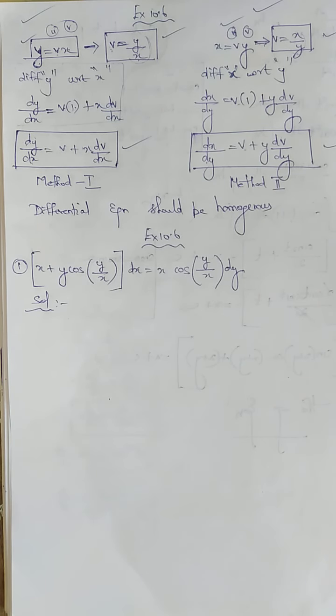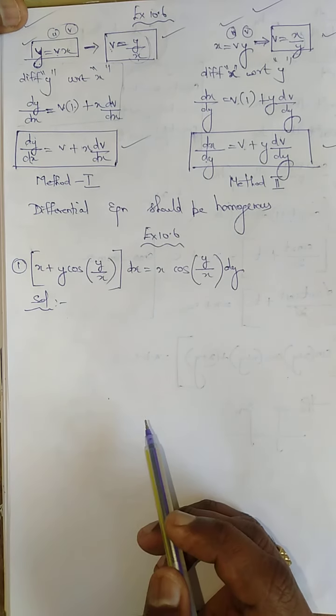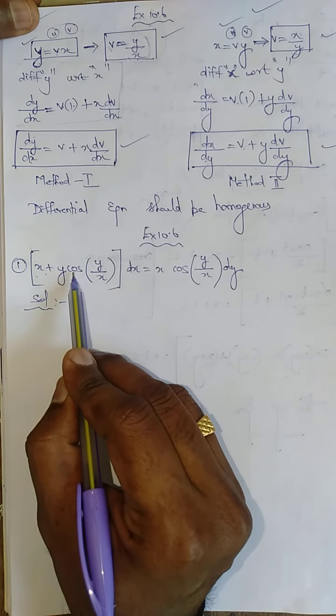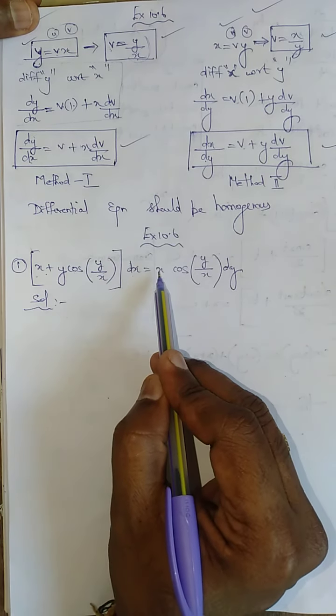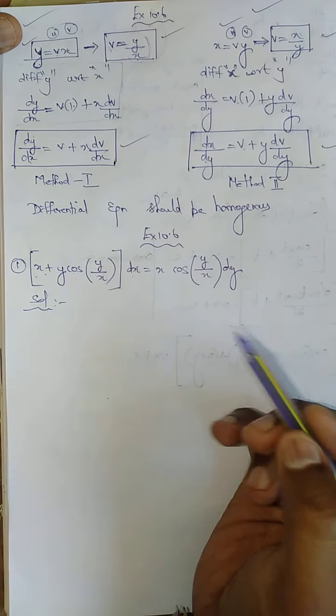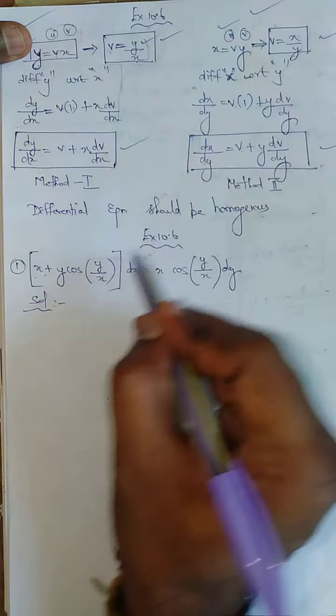Exercise 10.6, the first sum. In this first sum, what is given in the question? (x + y cos(y/x)) dx = (x cos(y/x)) dy. See, y by x is given.